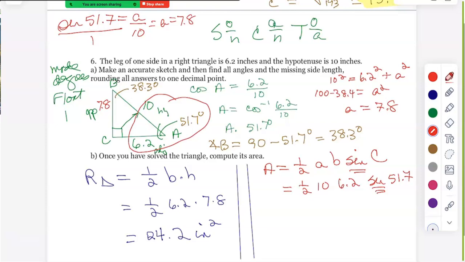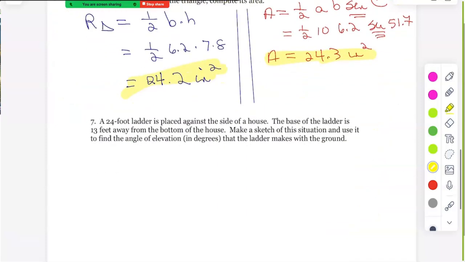I get 24.3 inches there, but that's close enough because remember we rounded. When you round, you might have little rounding errors. So I would take either answer depending upon your procedure. Either answer is fine, but I wanted to show you both ways.